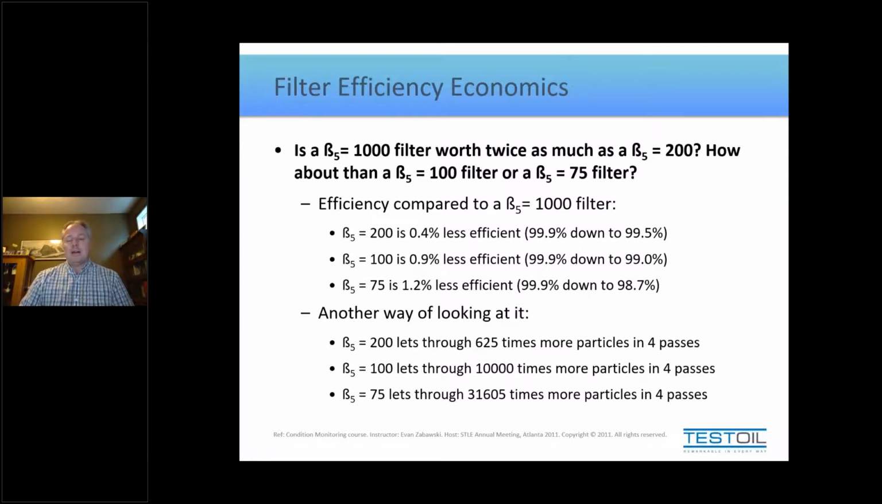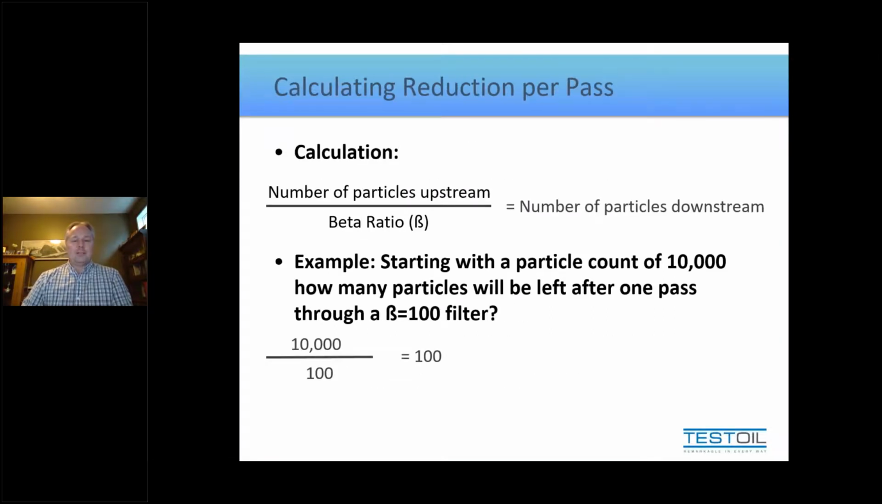So how do you calculate how many particles are there after a single pass? Well, the calculation is fairly simple. You take your particle count and divide by the beta ratio. That'll tell you how many particles you now have after the filter per single pass. So if I had a particle count of 10,000 and a beta ratio of 100, 10,000 divided by 100 is 100. So there would then be 100 particles after the first pass.